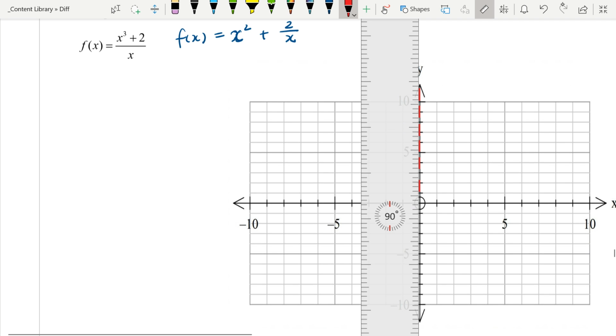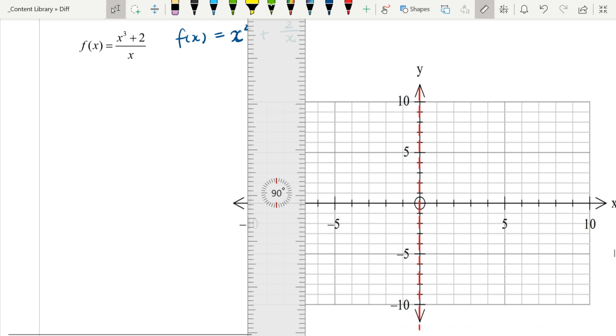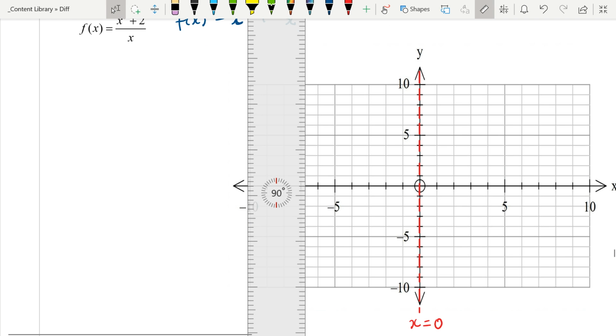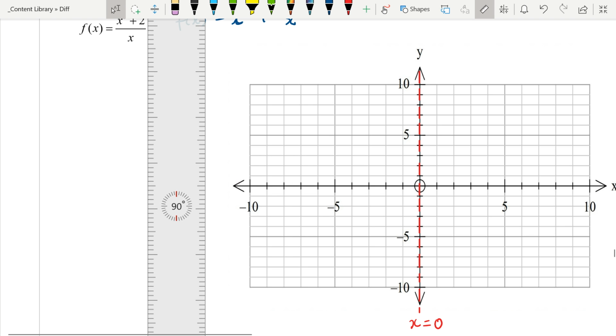I forgot my ruler. Wait, are you surprised that x equals 0 or the ruler? The ruler, okay. One of the students tells me it's just there.